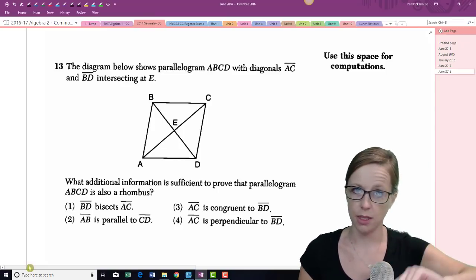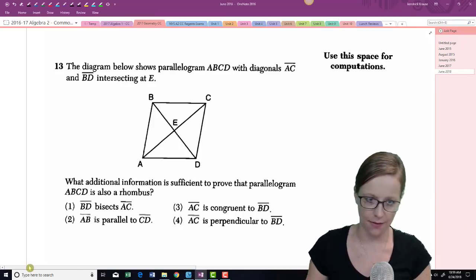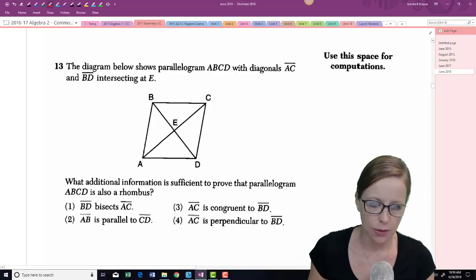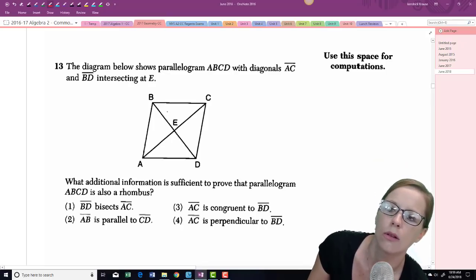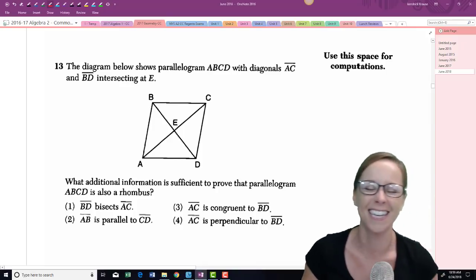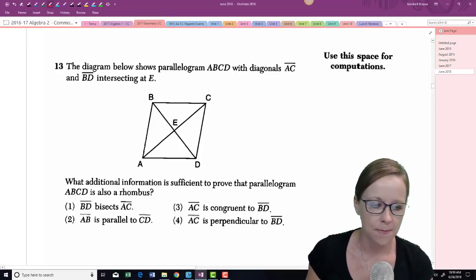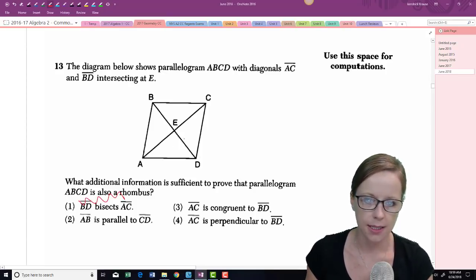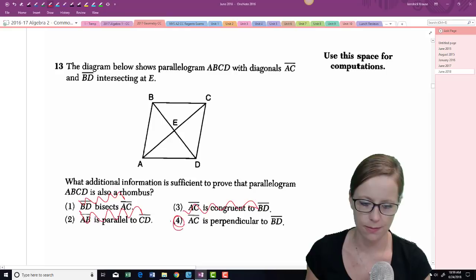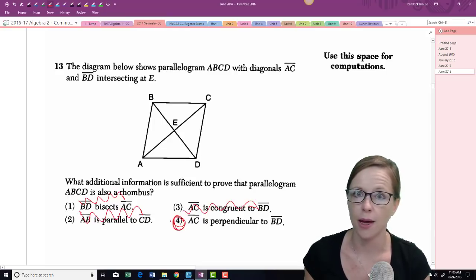So I didn't even look at my choices. Didn't even cover those up. So in my brain, I had that fact. So what additional information is sufficient? Well, BD bisects, no, because that's not necessarily giving us that. It's a rhombus. Okay, so then AB is parallel to CD. No, that's a parallelogram, so no. AC is congruent to BD, not in a rhombus. AC is perpendicular, true. So you have to know those fun little facts about rhombi and squares and so forth.